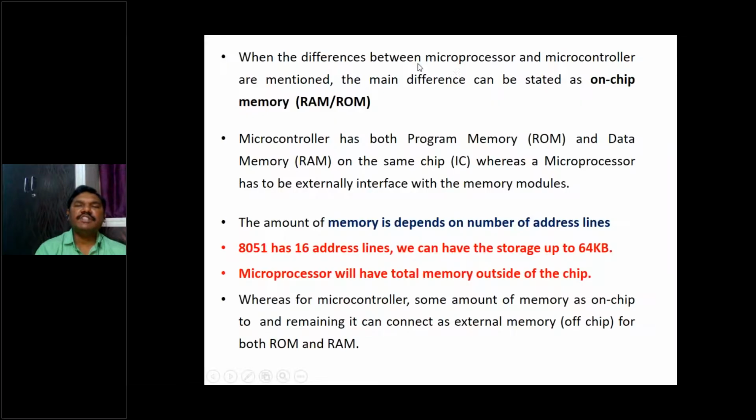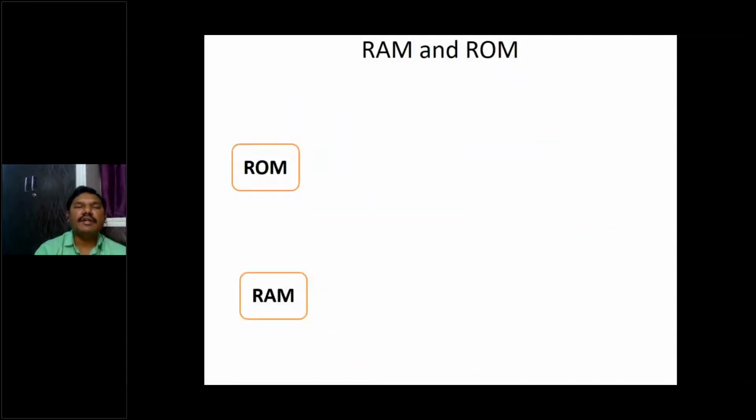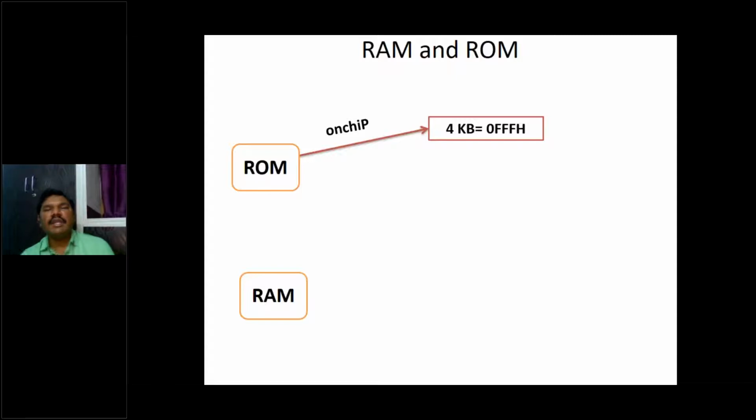So when the differences between microprocessor and microcontroller are mentioned, the difference can be stated as on-chip memory, that is RAM and ROM. A microcontroller has both the program memory ROM and the data memory RAM on the same chip, whereas a microprocessor has to be externally interfaced with the memory modules. The amount of memory depends upon the number of address lines that we have seen already. So this RAM and ROM completely depend upon the number of address lines.